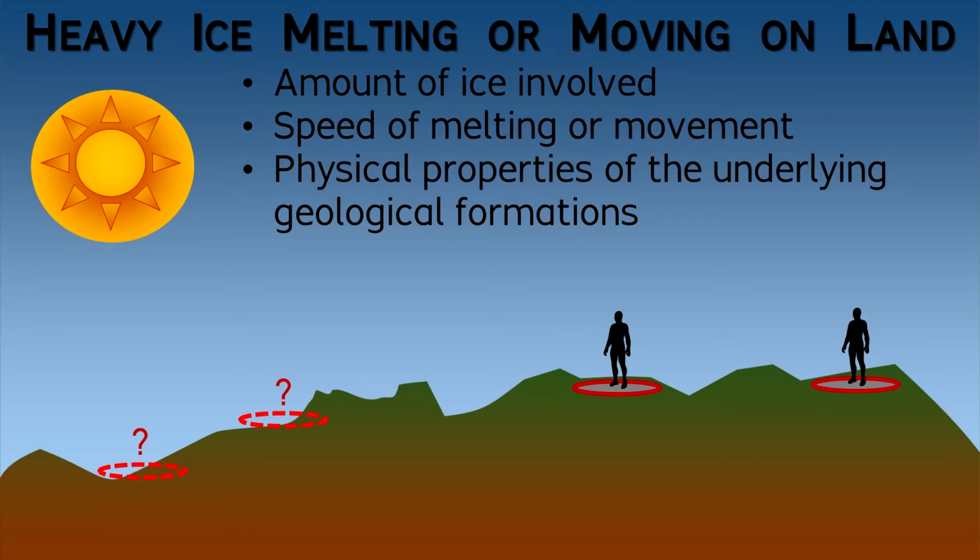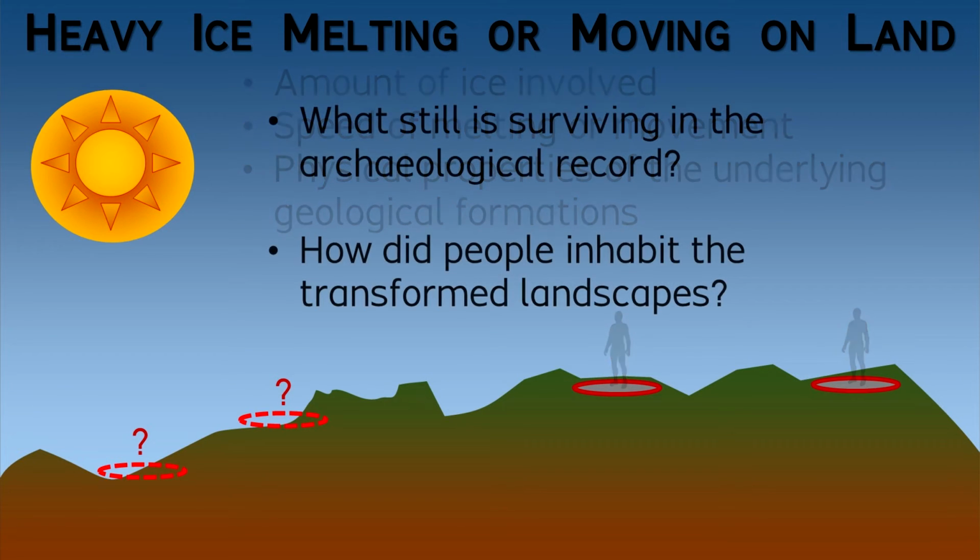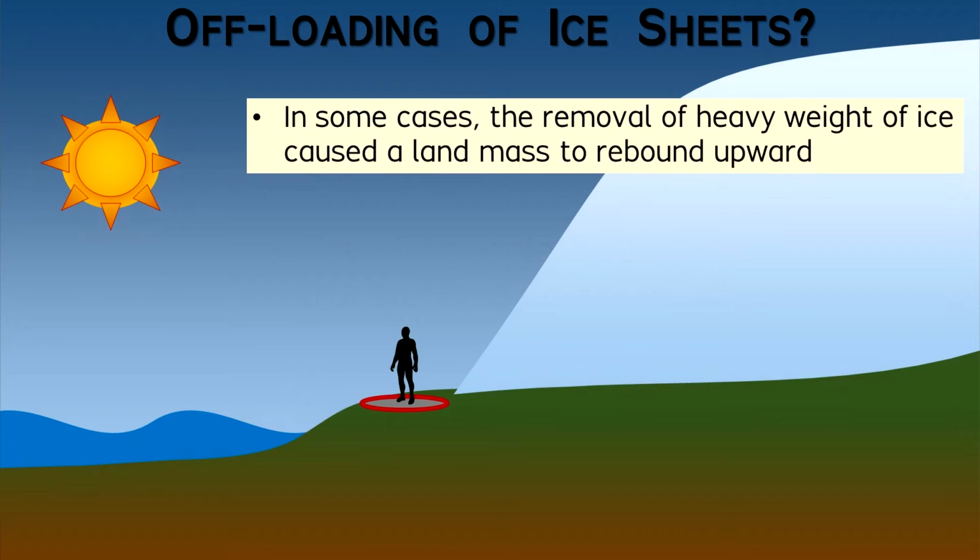In these settings, ancient archaeological remnants could be destroyed or displaced. Later, the altered terrain can create different prospects for how people could inhabit these areas. In some cases, when large amounts of ice melted, then the underlying landmass rebounded upward.